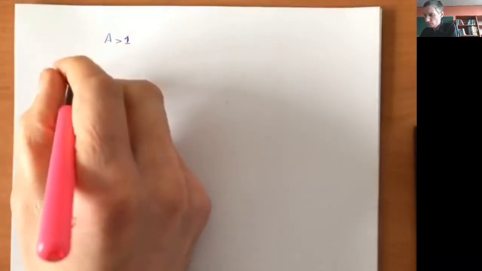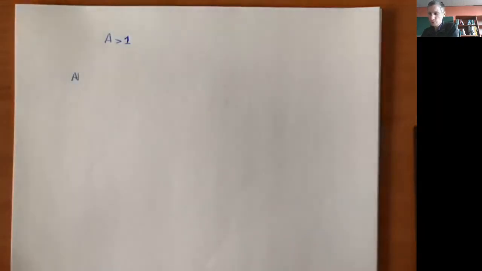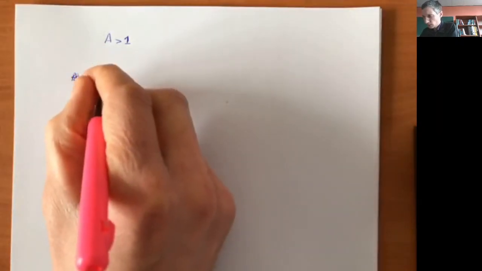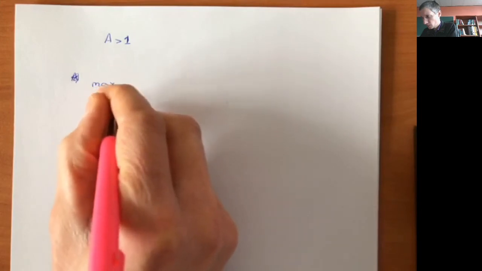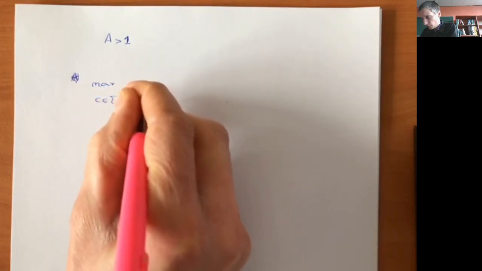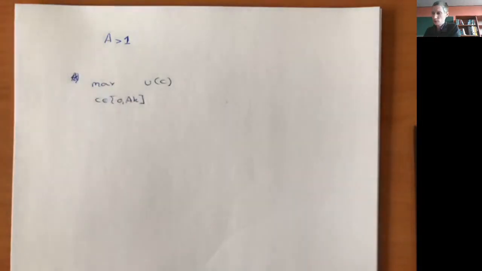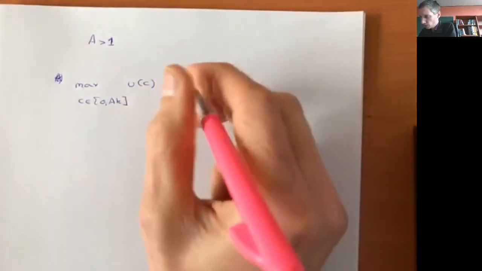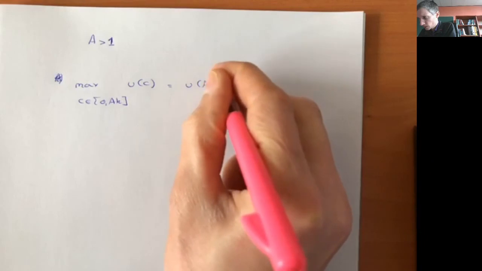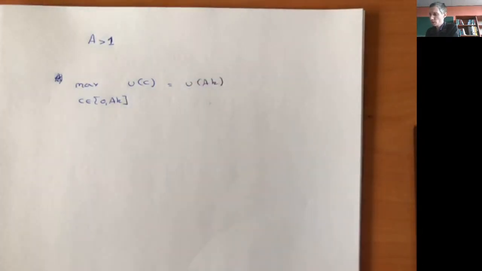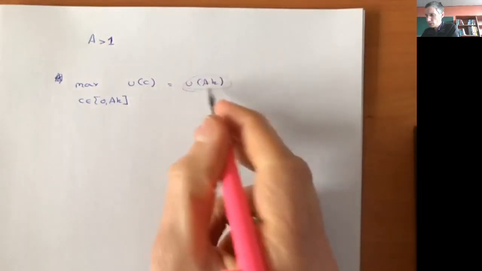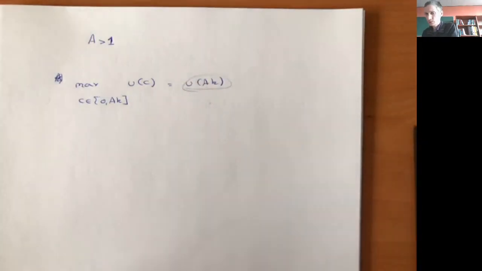Okay, and we're going to try to use the same procedure. For the first condition, again we have that the max over c between 0 and ak of the absolute value of u(c), they're not negative, will be equal to u of ak. Now we somehow want to get rid of the a.